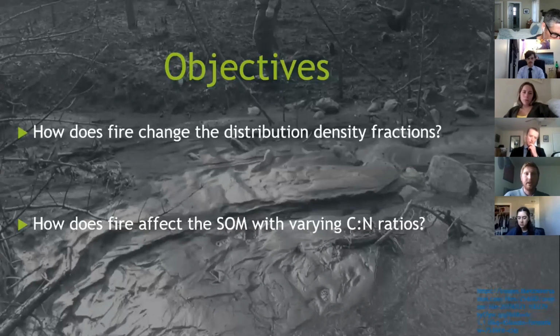So for my 2 objectives today, the first will be, how does fire change the distribution of soil organic material among density fractions and depths? And the second is, how does fire affect the general character of soil organic material with varying carbon to nitrogen ratios?